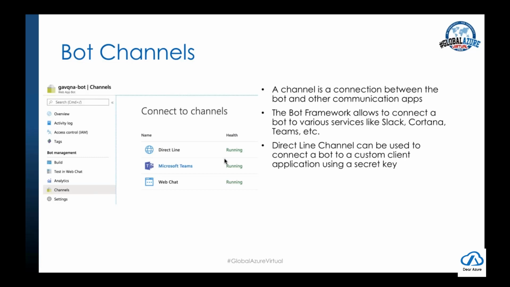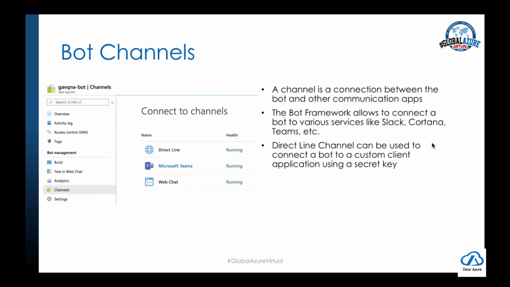A channel is just a connection between our bot and other such communication apps. There are some channels available for the web app bot, which we will see. We can very easily configure those channels through our Azure portal itself, and then it provides us a unique ID, and that ID we can use to use our bot in these other applications. Some of the services available to connect the bot to are Slack, Cortana, Teams, or any custom client side application.